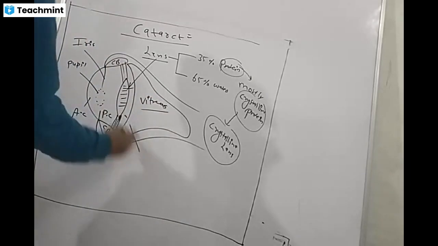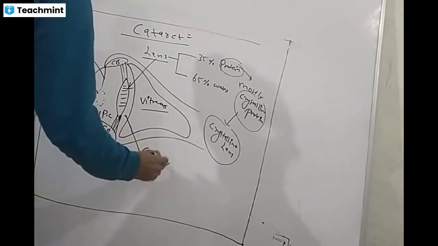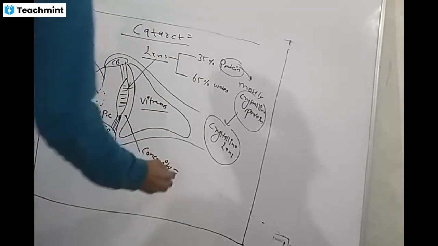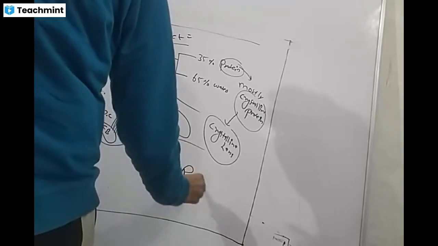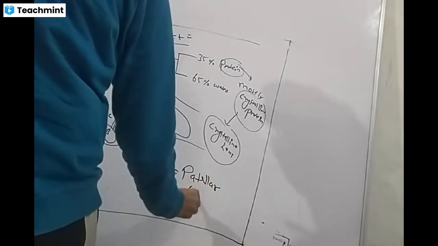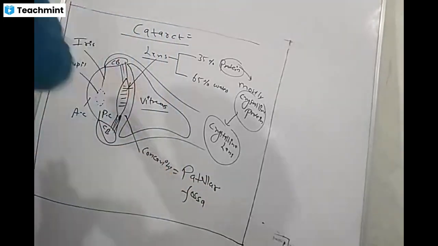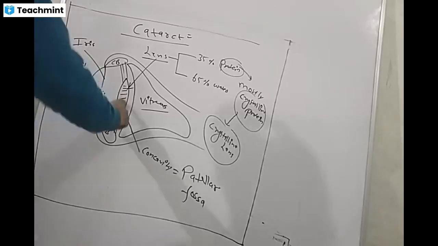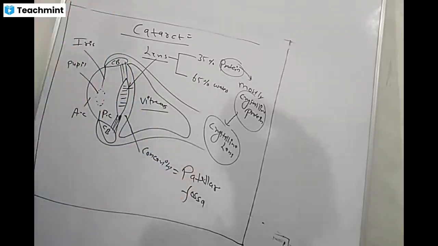The concave-like structure, this concavity is called as patellar fossa. So our lens is placed in this concavity, which is called patellar fossa.